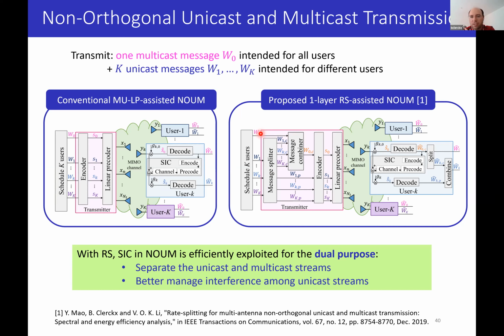And so you still have one SIC at the receiver, and the receiver will decode this common stream S0, will retrieve the multicast stream, will retrieve the common part, and then will perform SIC and retrieve the private parts, right? So here, SIC is used more efficiently to separate the unicast from multicast and at the same time manage the interference between the unicast streams.